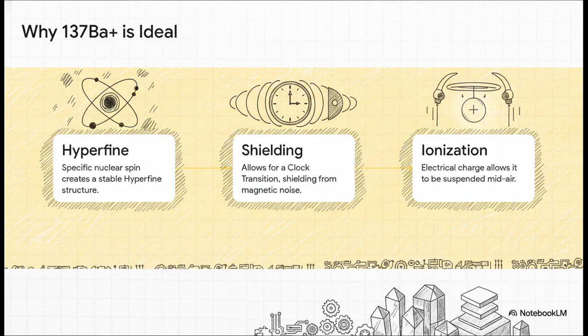Why is a barium-137 ion an ideal quantum building block? Well, first, it's a specific isotope with the precise nuclear spin needed to create a stable hyperfine structure. Second, that structure allows engineers to exploit a clock transition, effectively shielding the quantum memory from environmental magnetic noise. And finally, by stripping away an electron to make it an ion, it gains an electrical charge. That allows us to physically grab it and suspend it midair inside an electromagnetic trap. Layer by layer, rule by rule, nature gives us the perfect qubit.